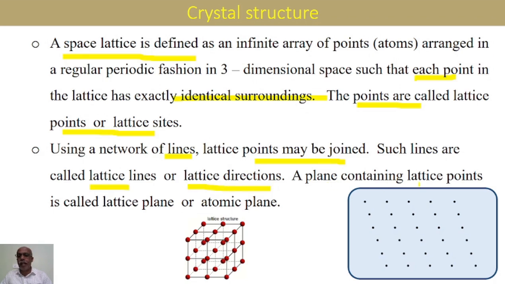A plane containing lattice points is called lattice plane or the atomic plane. Here we have only a single plane, and so such a plane containing lattice points is called lattice plane or simply the atomic plane.